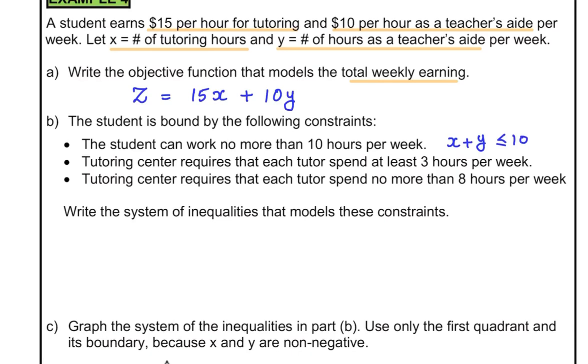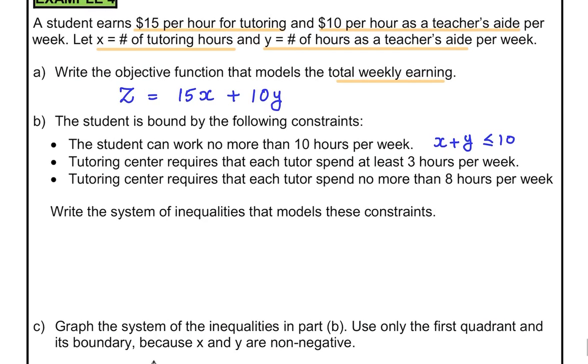The tutoring center requires that each student spend at least 3 hours per week. So which means that the X should be minimum. If you sign up for the job, you have to spend at least 3 hours per week. So it's going to be X has to be greater than or equal to 3. It also says the tutoring center requires that each tutor spend no more than 8 hours per week. So that means that X has to be again less than or equal to 8.